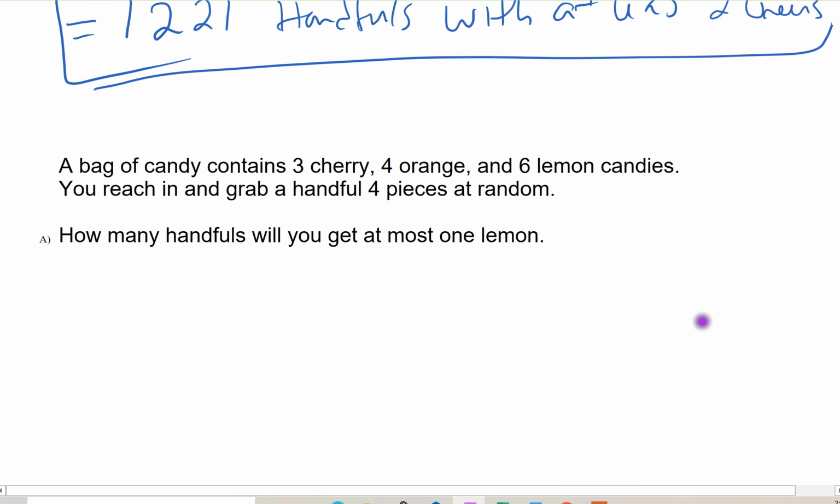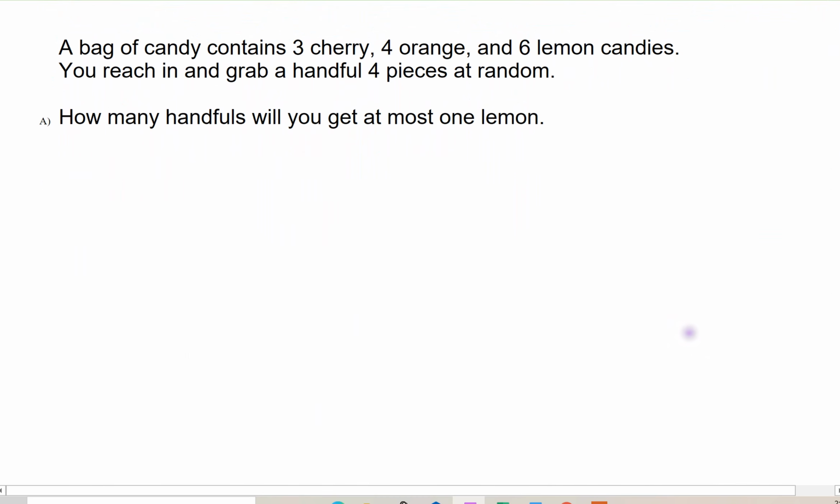Alright, next example, which is the example I threw in as an extra set. So again, different bag of candy. I've got 3 cherries. So this bag of candy is a set of marbles, but it works the same way. Bag of M&Ms is another common one we use. So again, whenever I have a bag of stuff and I'm reaching in and grabbing out a handful. My candy bag contains 3 cherry, 4 orange, and 6 lemon candies.